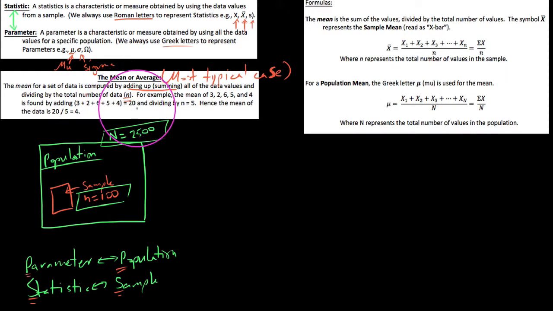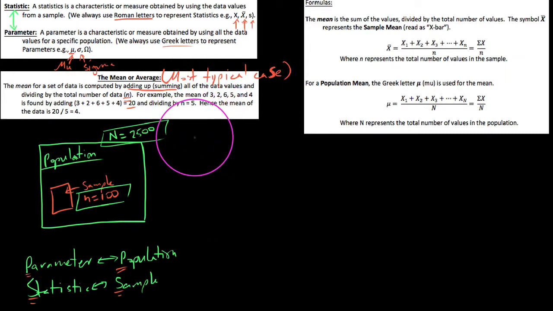You notice I use a lowercase letter n here to represent the total number of data. So for example, if we had the values 3 plus 2 plus 6 plus 5 plus 4, we would add those all up and get 20 and divide by 5. We would say the mean of this data is 20/5 or 4, okay?